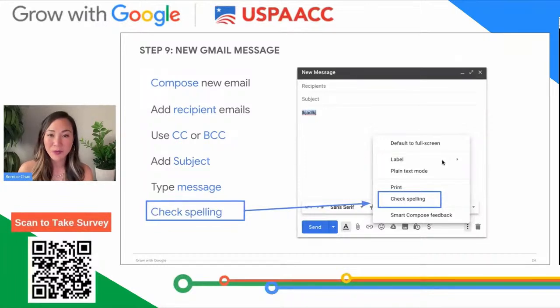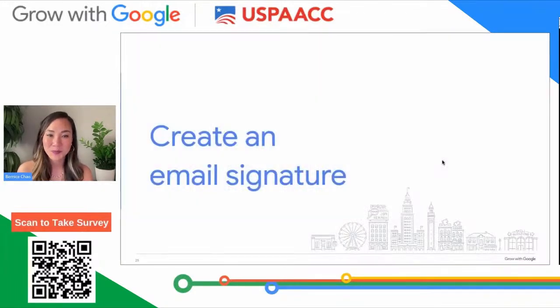When you finish writing, proofread your message, fix words underlined in red. You can also run a spell check by clicking the dots in the lower right of the message window and selecting Check Spelling. The last step in today's workshop is how to create an email signature.